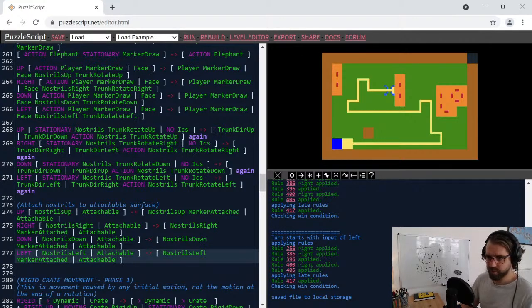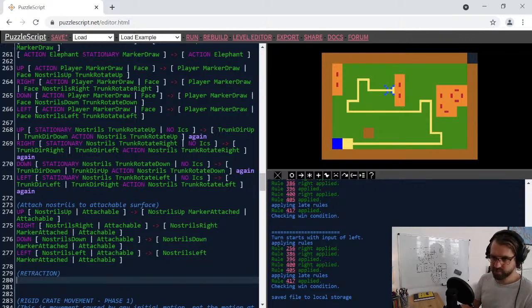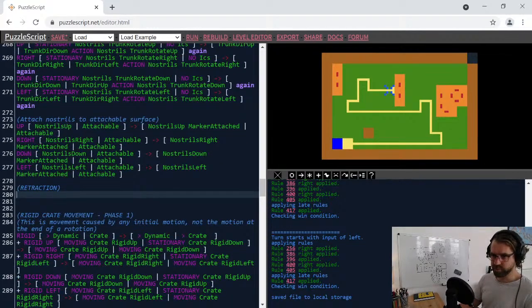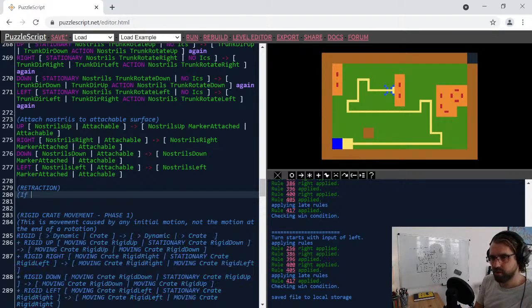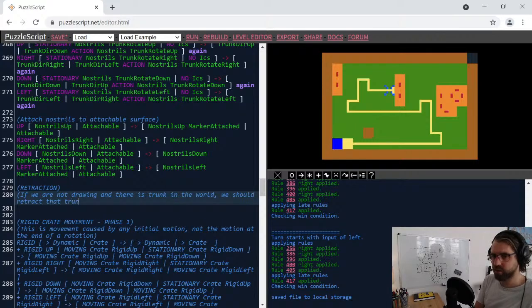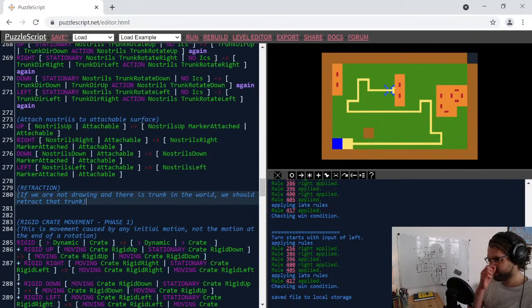Okay, so then retraction. The situation is, if we are not drawing and there is trunk in the world, we should retract that trunk. Is this going to be a problem when the... Normally the nostrils are on my face. Oh no, only when I draw. Yeah, okay. So it's if there's trunk or nostrils in the world.